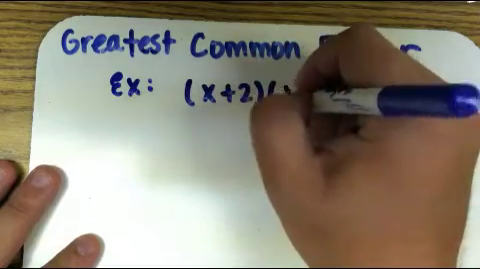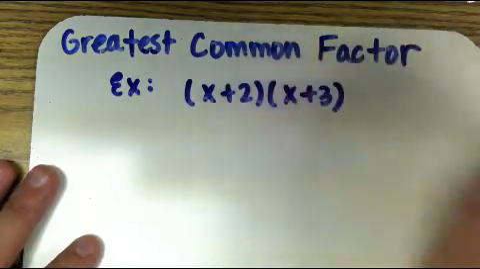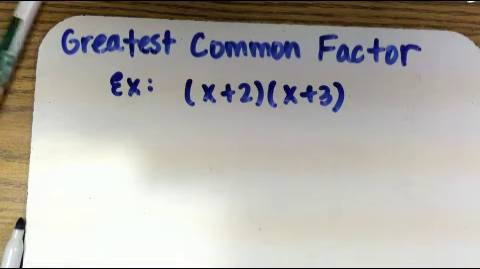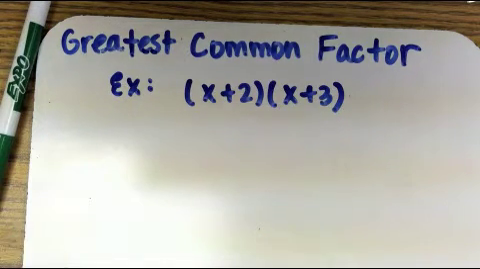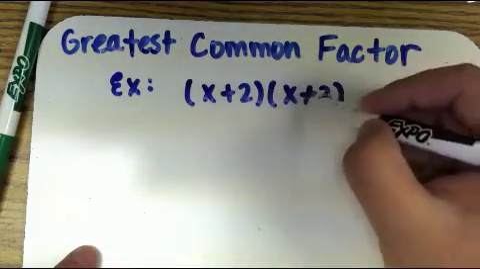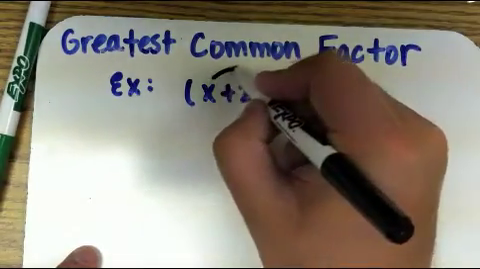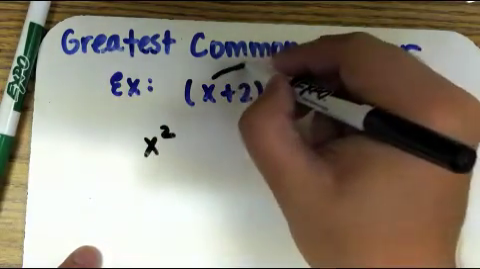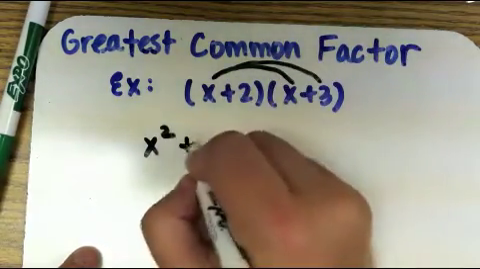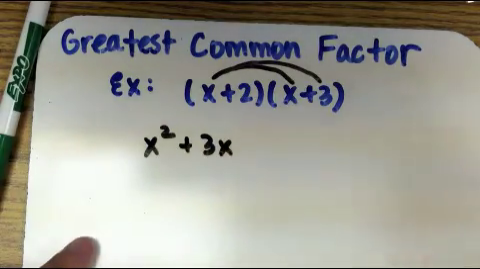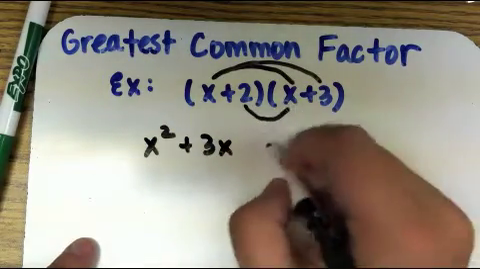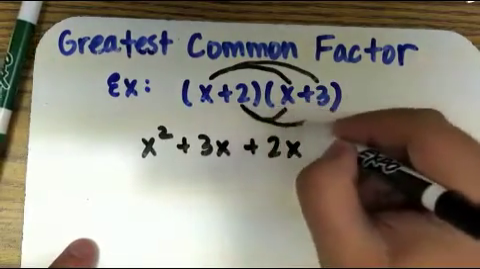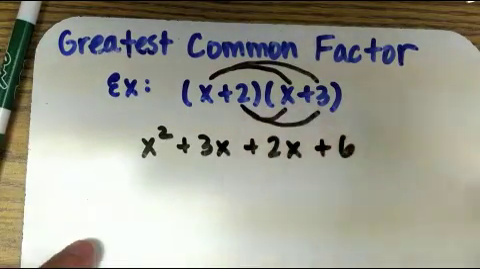For example, let me give you a quick question here. If I ask you to multiply x plus 2 times x plus 3, we learned that we're going to do this through the distributive property. So we're going to take the x and multiply it by these two items. So x times x is x squared. X times 3 gives you 3x. 2 times x is a plus 2x. And then 2 times 3 is a plus 6.